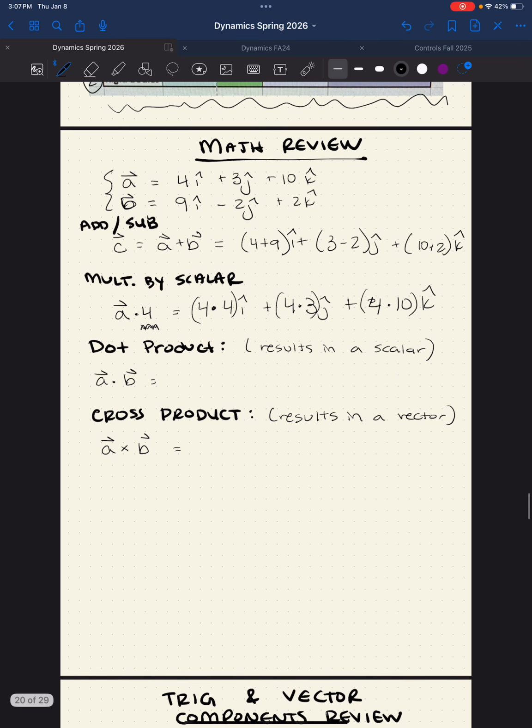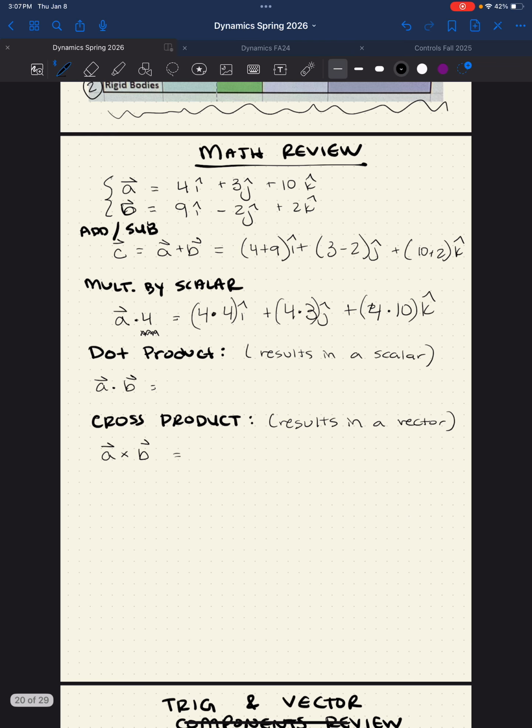Okay, so if we want to find the dot product of A and B, I need to multiply the components of A and B. I will do that for all three of the components, and then I will add up those results. So for our A and B, we have 4 times 9 plus, we lose our I component there, 3 times negative 2 plus 10 times 2.